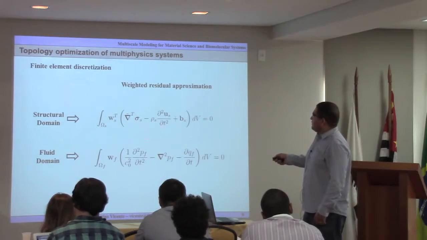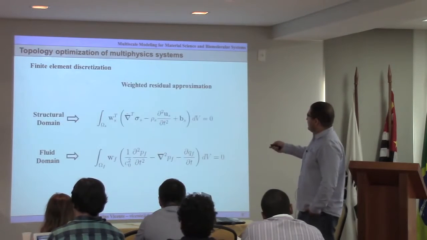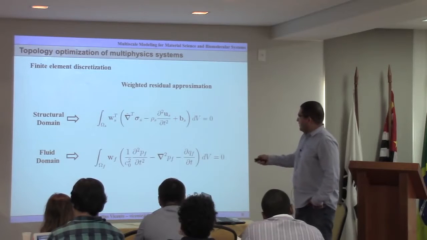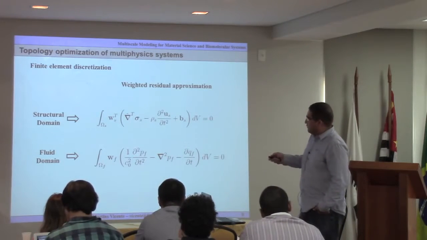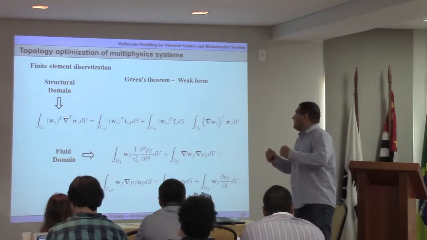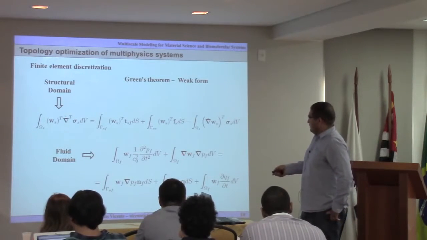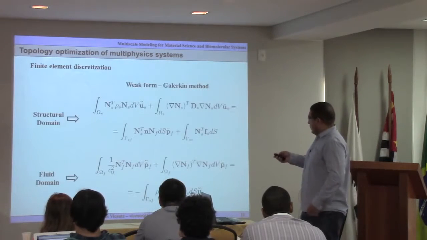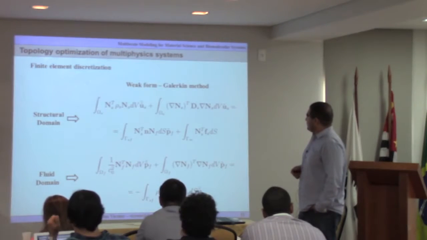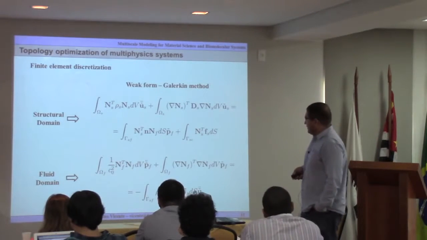Once we have those equations, in order to get the finite element discretization, we should choose a weighted residual approximation, then integrate it over the domain. Here we can see the equation integrated over the structural and fluid domains. Then using the Green theorem, we can achieve the weak form of the equation for the structural and fluid domains. After that, we can choose appropriate functions to interpolate our variables. And finally, in terms of elements, our equation can be written like this.